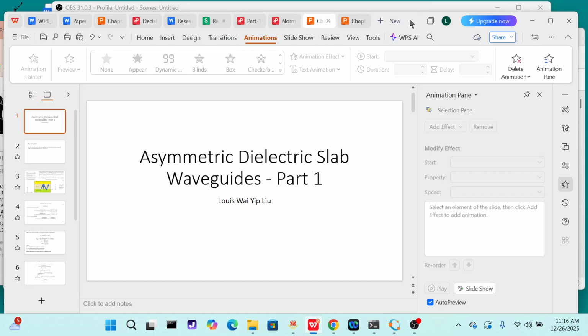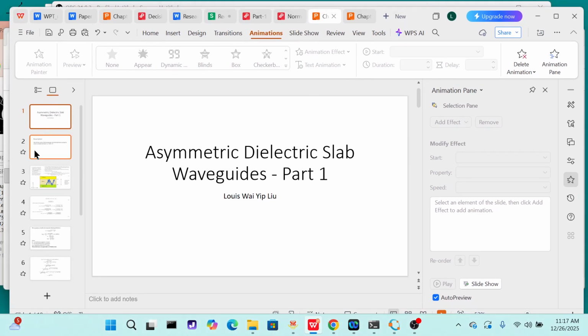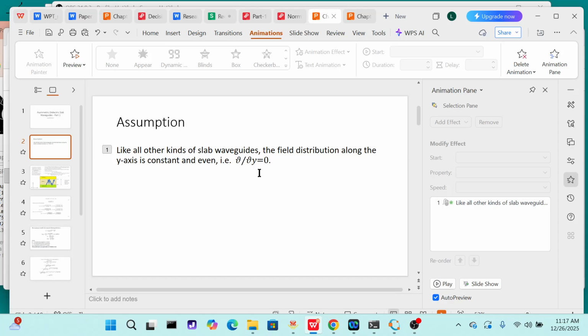Hello everyone. In this video, I'm going to go through a discussion on asymmetric dielectric slab waveguide. We are going to use the optical approach to analyze the TE equations. So to begin with, we have shown the field distribution along the y-axis to be constant and even. In this case, partial y notation will be substituted with 0.